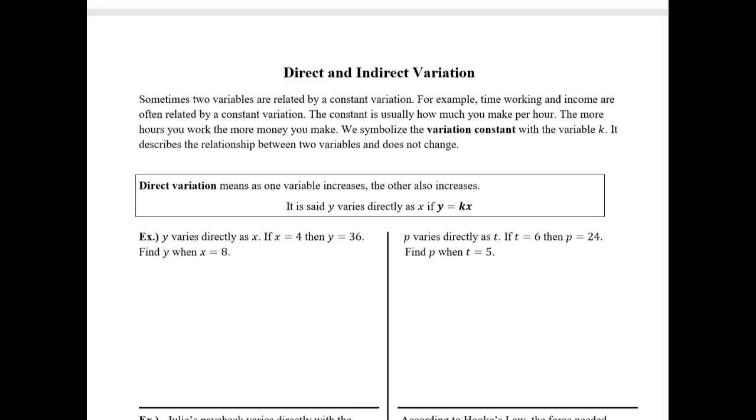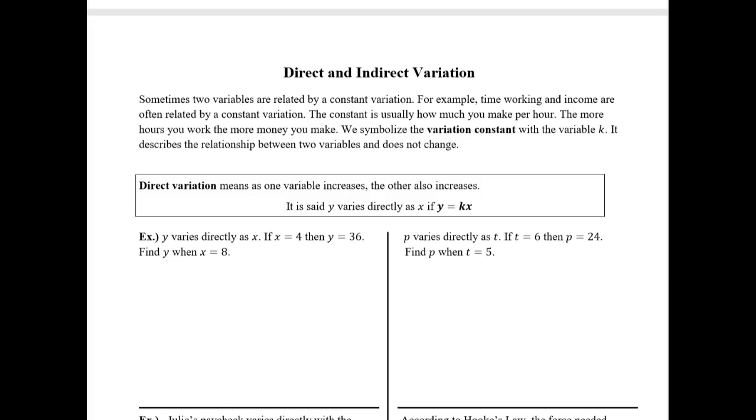Today we're going to be talking about variation. When two variables relate by a constant variation, we can talk about direct or indirect variation. In this video, we're going to specifically be talking about direct variation. The variation constant is generally represented with the variable k, and it describes the relationship between the two variables. And this does not change. That's why it's called the constant variation.